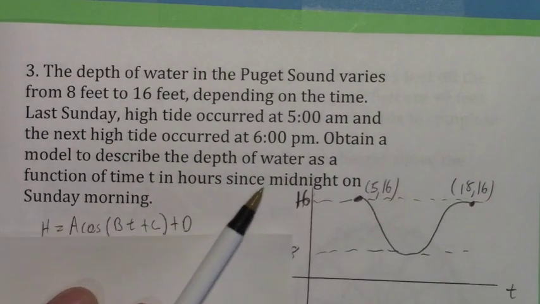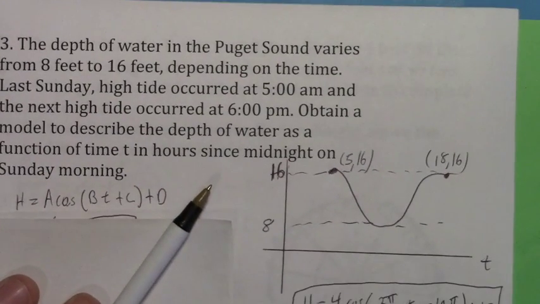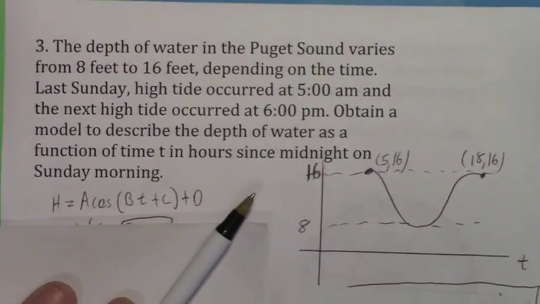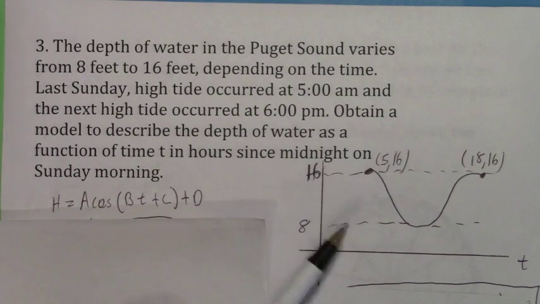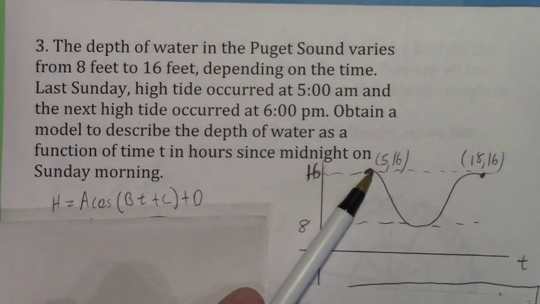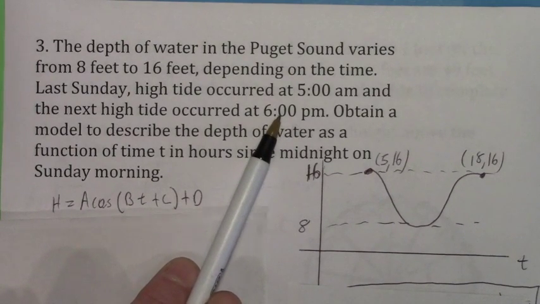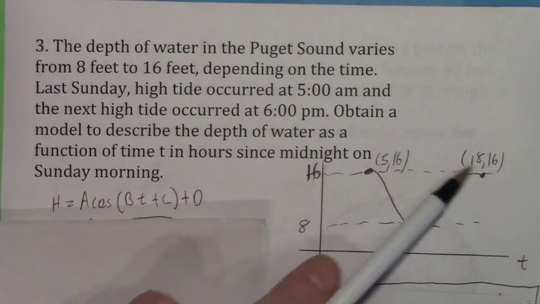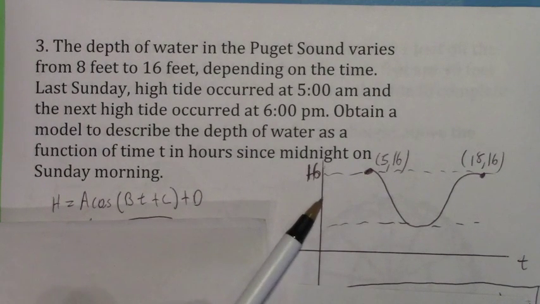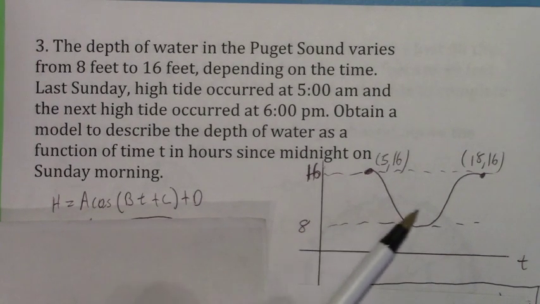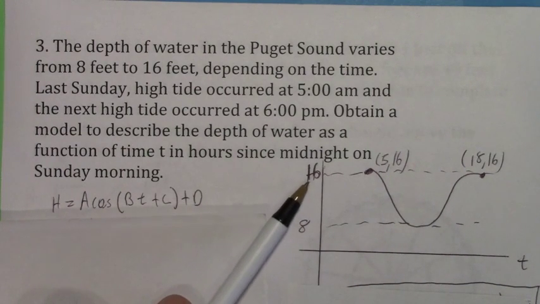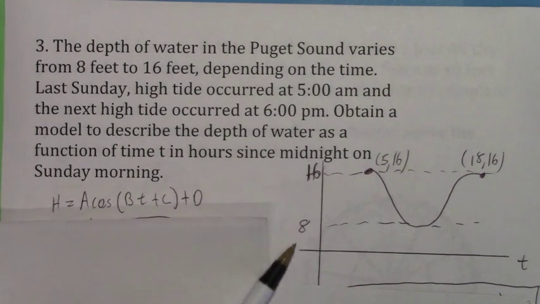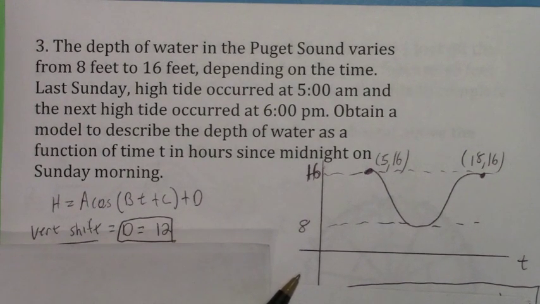Got it? So if you were to graph this, and I think that's the key here, is to graph the situation. If you can sketch the graph of it, I think you can find the equation. They're telling you the high is at 5 a.m. and it's 16 feet. And then it occurs again at 6 p.m. That would be t equals 18 hours, 16. So it looks like a cosine. Notice you have a vertical shift though. The way you find the vertical shift is to take the average, the midpoint of 16 and 8. The midpoint's 12, found by adding 8 plus 16 and dividing by 2.